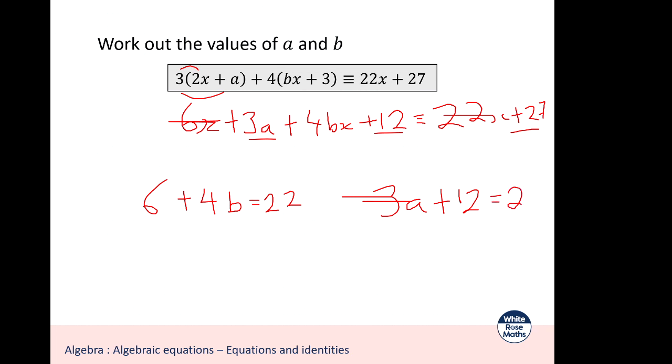So I expanded the bracket out, step one. I'm now comparing, firstly, the coefficient of x, so I get 6 plus 4b equals 22. Yes, I can say that again. So step one, I expanded the bracket out. I did 3 times 2x, which gave 6x. 3 times a gave 3a. 4 times bx is 4bx, and 4 times 3 makes 12.